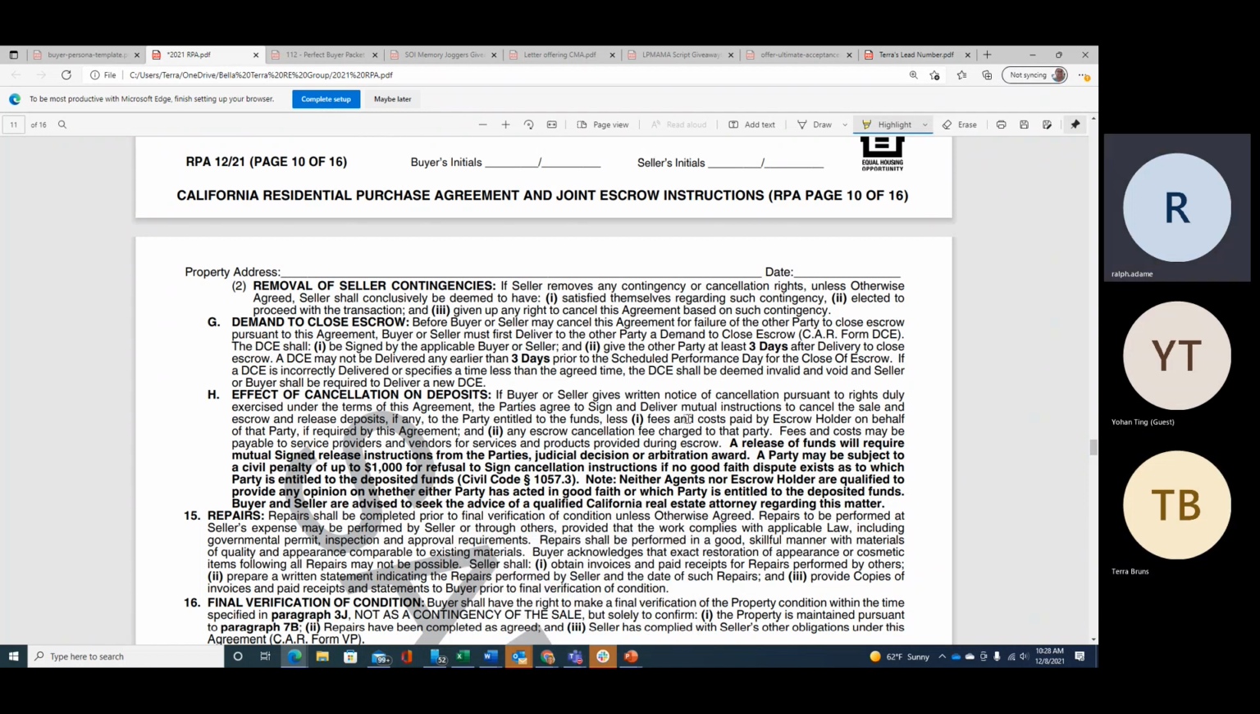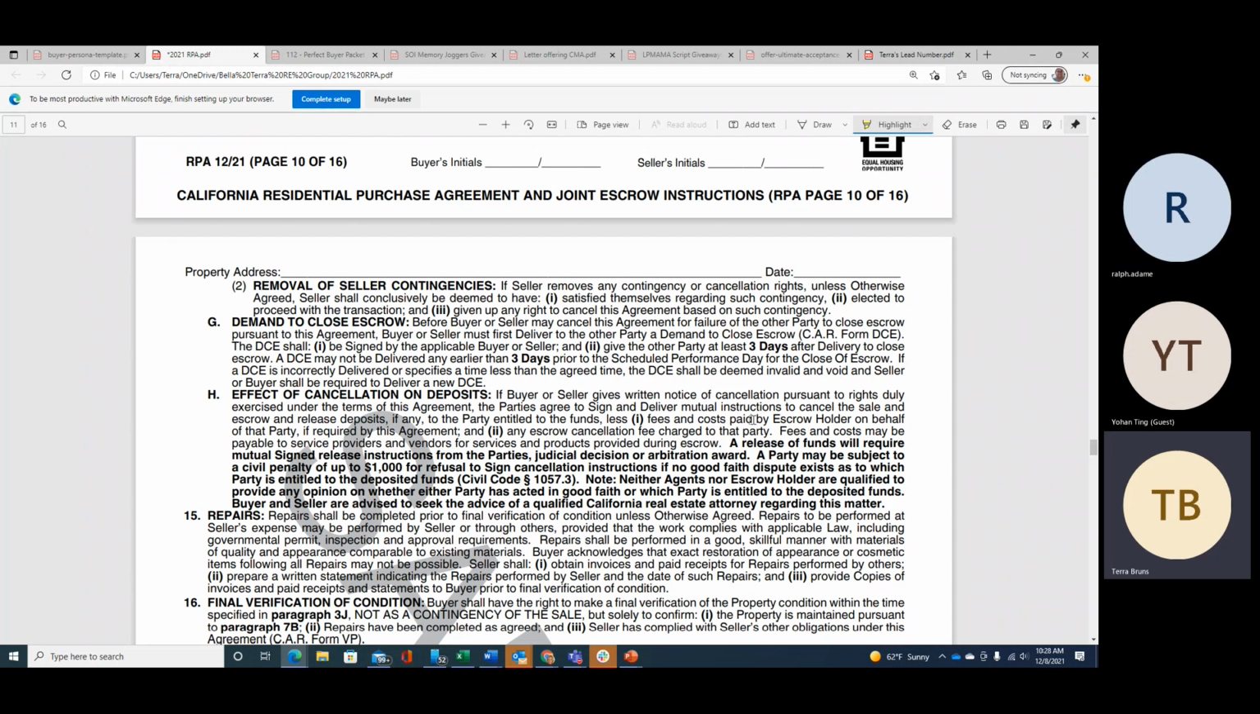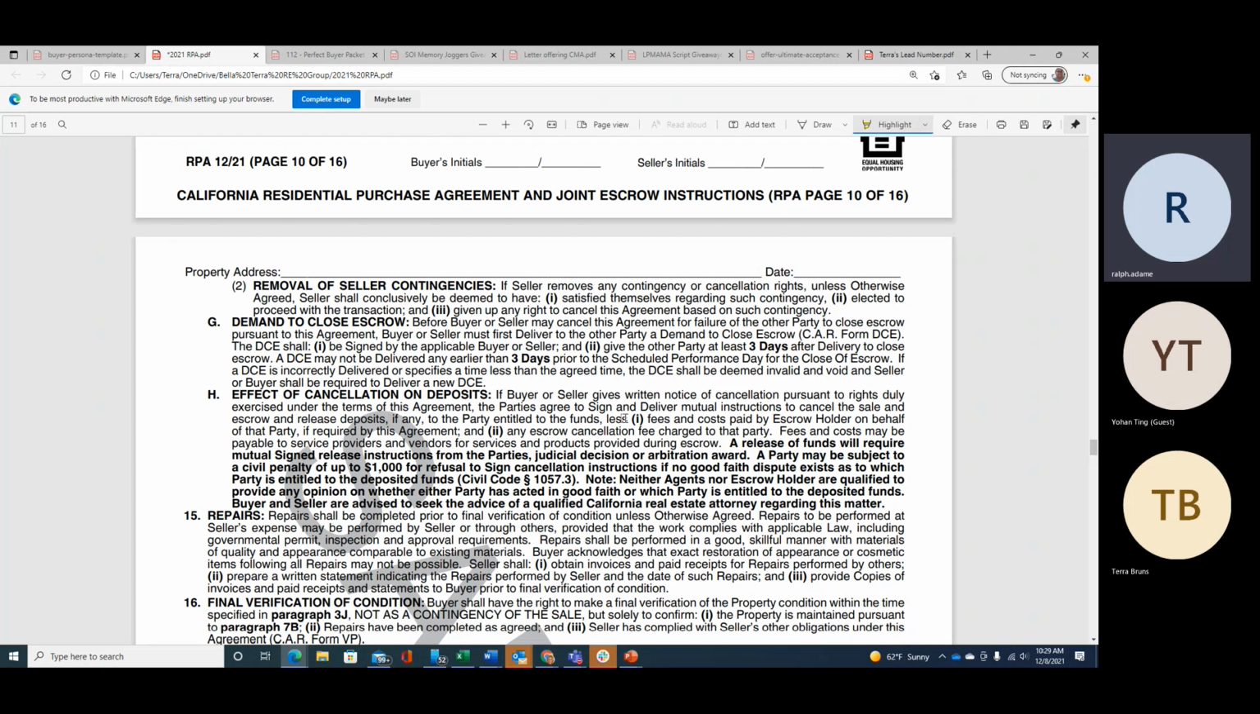Less fees? I'm sorry? Less fees and costs paid. Line 3. Less fees and costs paid by escrow holder on behalf of that party if required by this agreement, and any escrow cancellation fee charged to that party. Fees and costs may be payable to service providers and vendors for services and products provided during escrow.